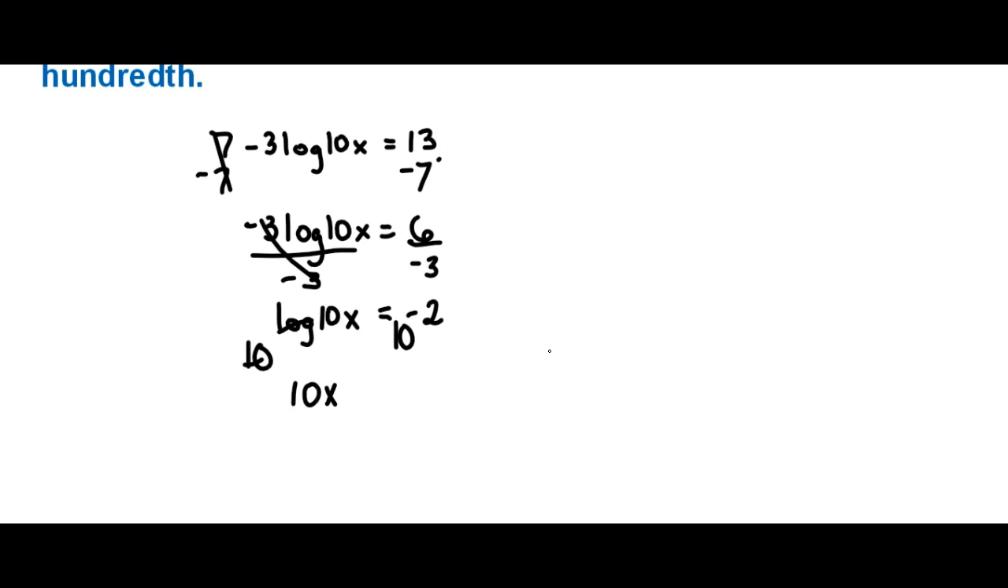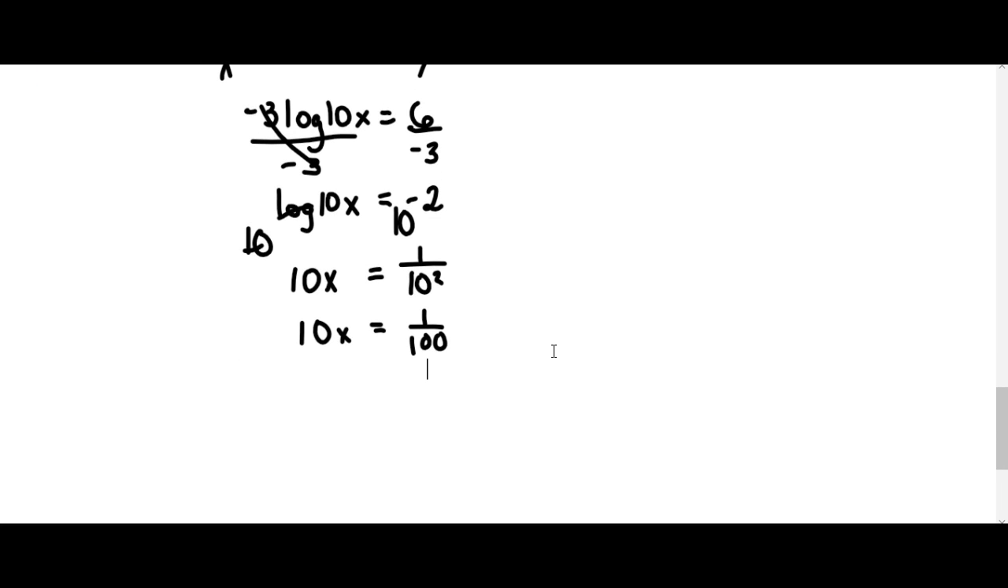So we get 10x equals 10 to the negative second. Remember, that's 1 over 10 squared. So 10x equals 1 over 100. To get x by itself, we're going to go ahead and divide both sides by 10. So 1/100th divided by 10 is going to give me 1 over 1,000.